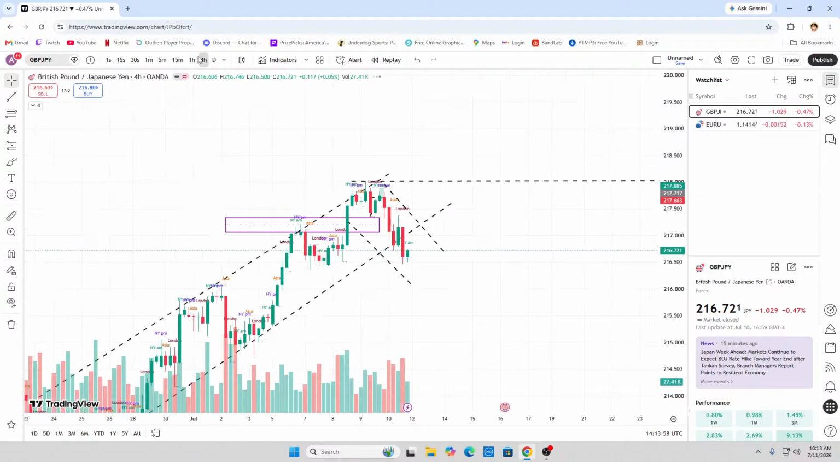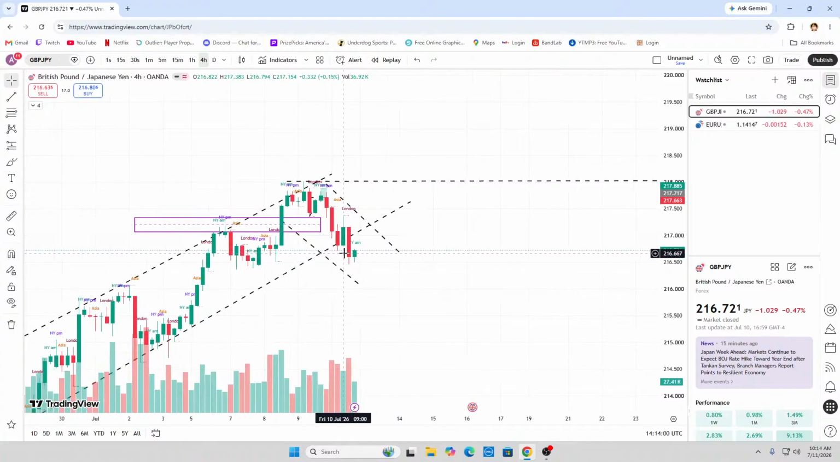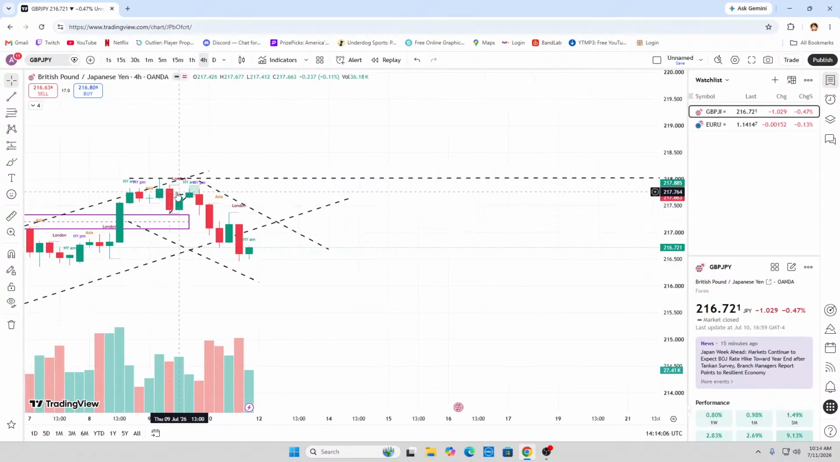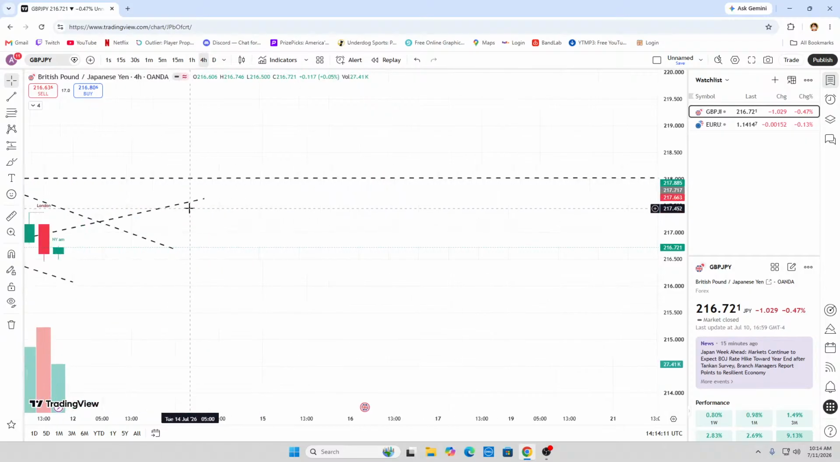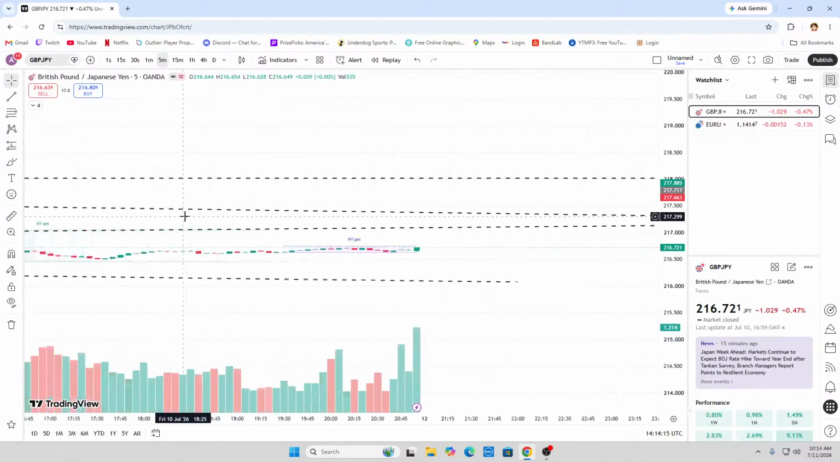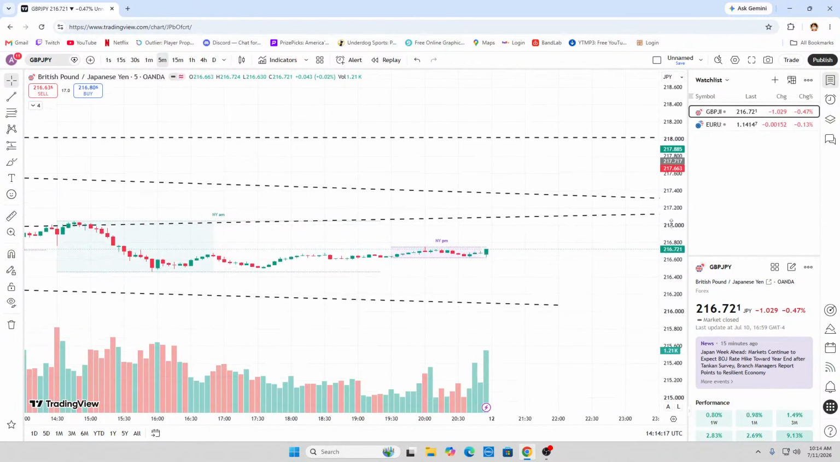It's going to the 4-hour time frame. Yeah, so as of right here, I thought it was gonna break out this support because I thought this was a descending triangle, so I went into the 5-minute time frame.